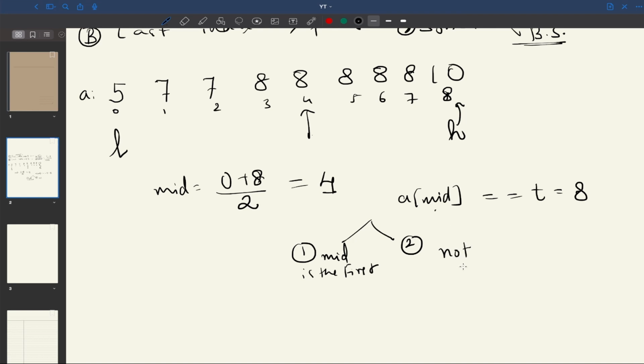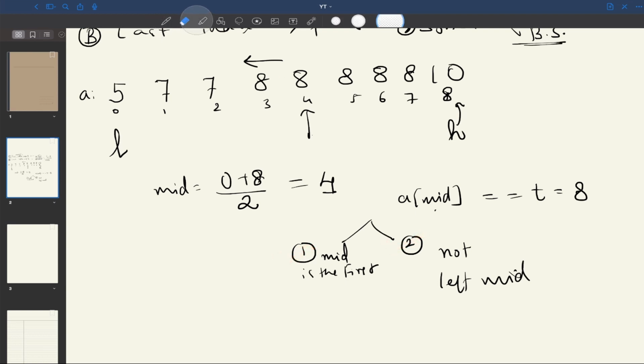If it is not the first occurrence, then the first appearance of this target value is obviously to the left of 8. Yes, to the left of 8. Why? Because we are sorted in ascending order. So to the left of your mid is where you have to search. In our binary search, we usually choose either this part to search, or else we search in this part, right? So if you're doing the first occurrence and you find your target value at the mid, you have these two situations, right?